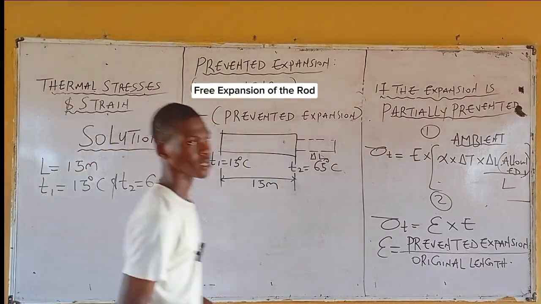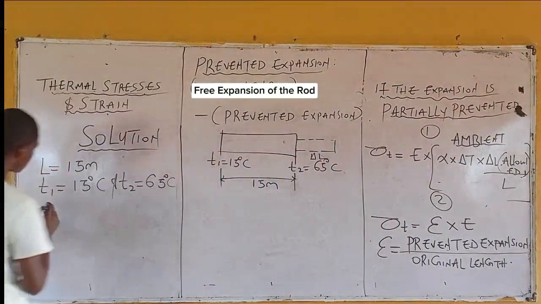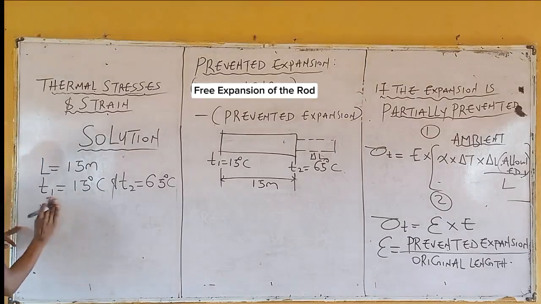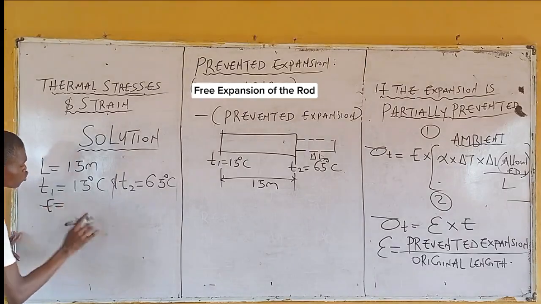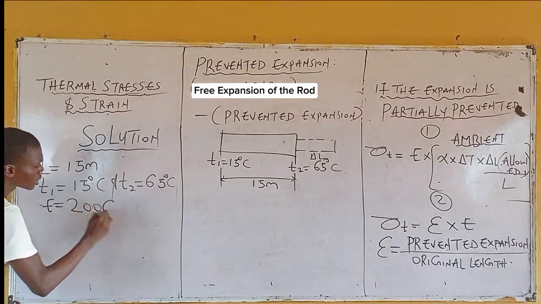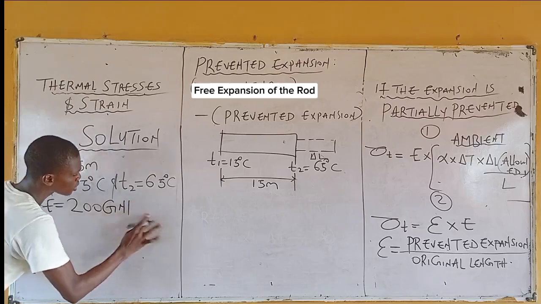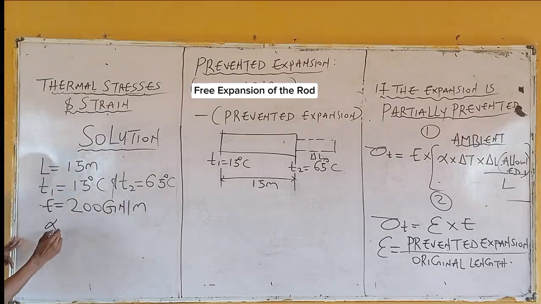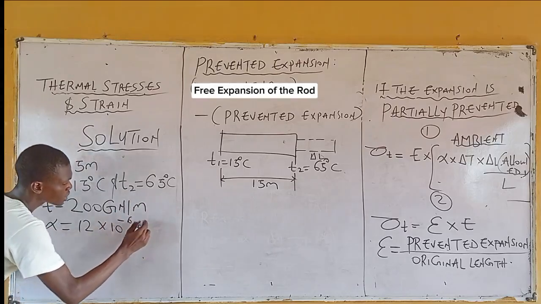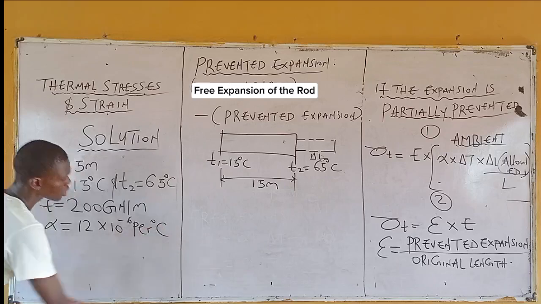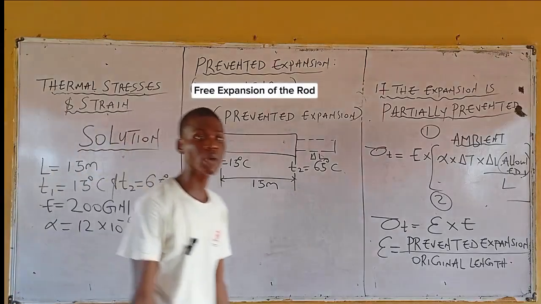From here, you are given Young's modulus. What's your Young's modulus? 200 giga Newton per meter square. What's your linear expansivity? 12 times 10 raised to power -6 per degree Celsius. That's all we are given.